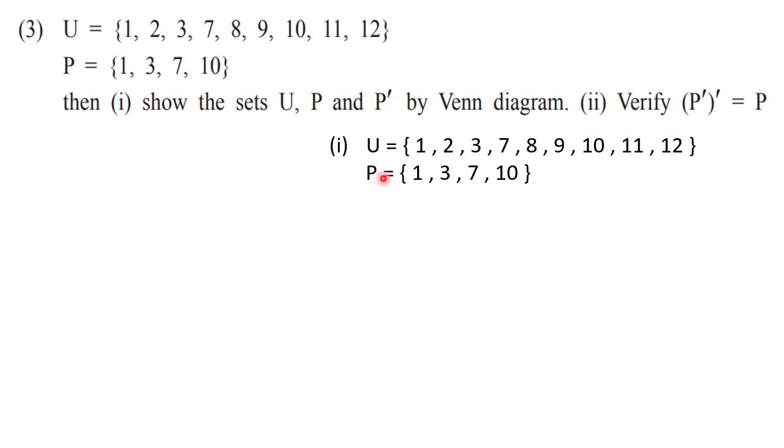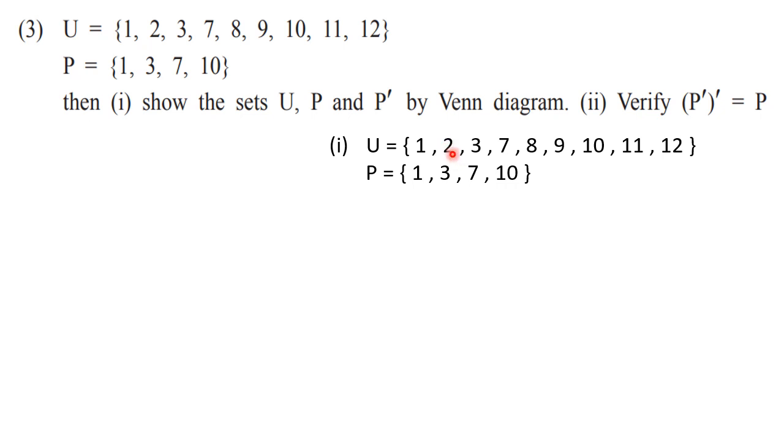What is the definition of complement of P? P dash is the set of all x such that x belongs to U but does not belong to P. That means you are going to write down all the elements in U which are not there in P. So except these four elements, we will write down all the elements from U. Okay, see, 1 we are not going to write. So the first element of P dash is 2.